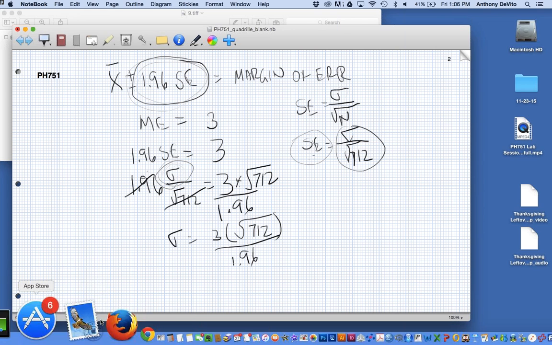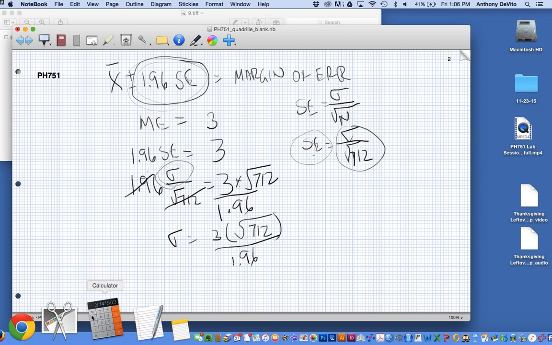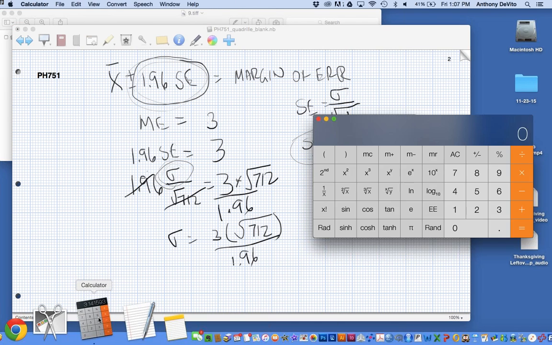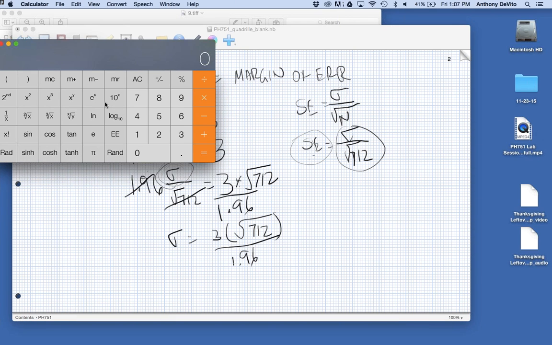I'm going to use my calculator to solve it instead of Excel. Okay, if I can find it, there we go. So let's first solve for the square root of 712. Let me clear everything.